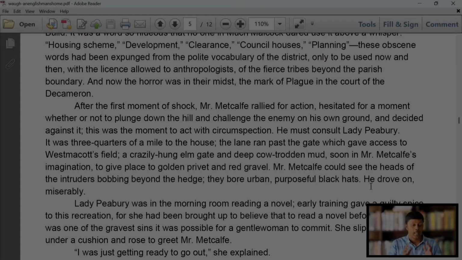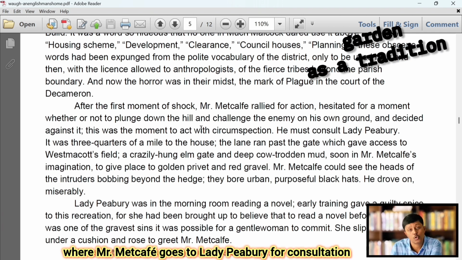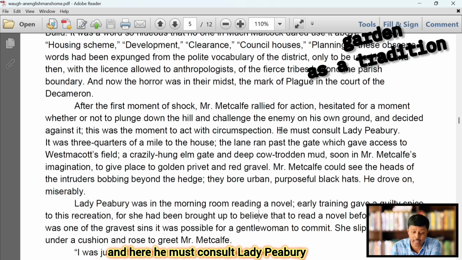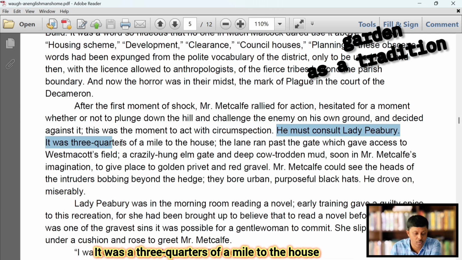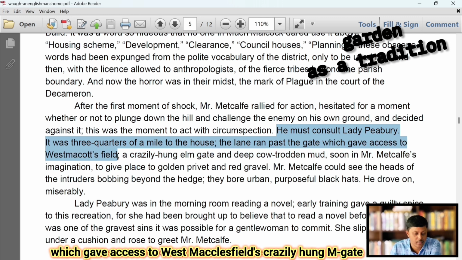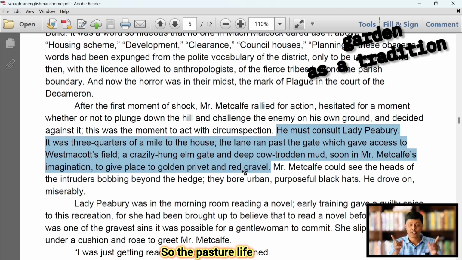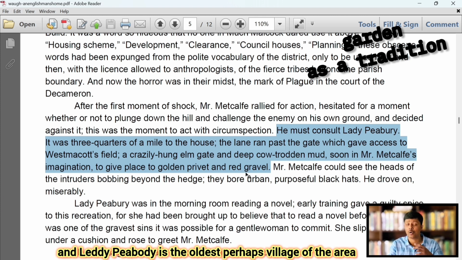Let me show you. This is in part 2 where Mr. Metcalfe goes to Lady Peabury for consultation, and here he must consult Lady Peabury. It was three-quarters of a mile to the house. The lane ran past the gate, which had access to Wet Macclesfield's crazily hung elm gate and deep cow-trodden mud, sown in Mr. Metcalfe's imagination to give place to golden privet and red gravel. So the pastures, the greenery, that is significant because there is a huge land, and Lady Peabury is perhaps the oldest villager of the area.